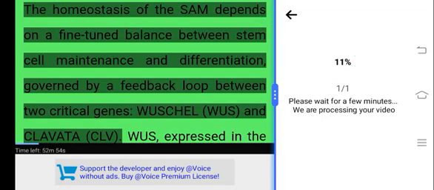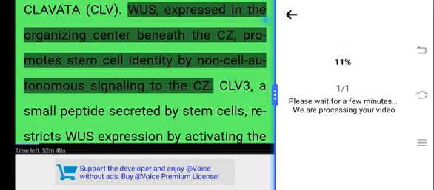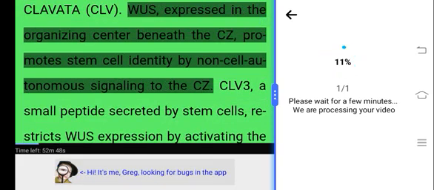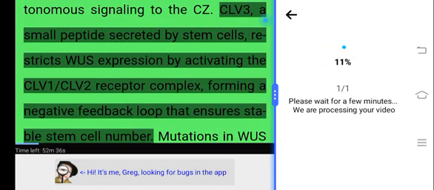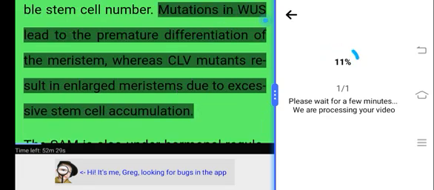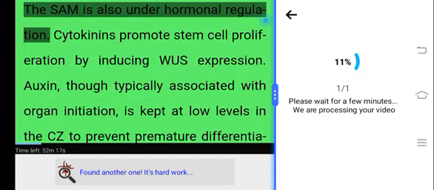The homeostasis of the SAM depends on a fine-tuned balance between stem cell maintenance and differentiation, governed by a feedback loop between 2 critical genes, WUSCHEL, WUS, and CLAVATA, CLV. WUS, expressed in the organizing center beneath the CZ, promotes stem cell identity by non-cell autonomous signaling to the CZ. CLV3, a small peptide secreted by stem cells, restricts WUS expression by activating the CLV1, CLV2 receptor complex, forming a negative feedback loop that ensures stable stem cell number. Mutations in WUS lead to the premature differentiation of the meristem, whereas CLV mutants result in enlarged meristems due to excessive stem cell accumulation. The SAM is also under hormonal regulation.